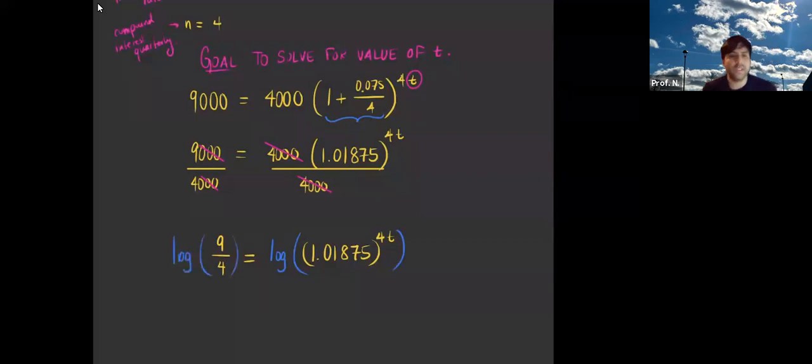Now, do I need to use a specific base for this? I can use any base. So I'm using the common log, so base 10. I could use ln, perfectly fine here. I can use a log of base 2 or any other base that you're interested in using, but I'm just going to use log base 10. So I apply log on both sides.